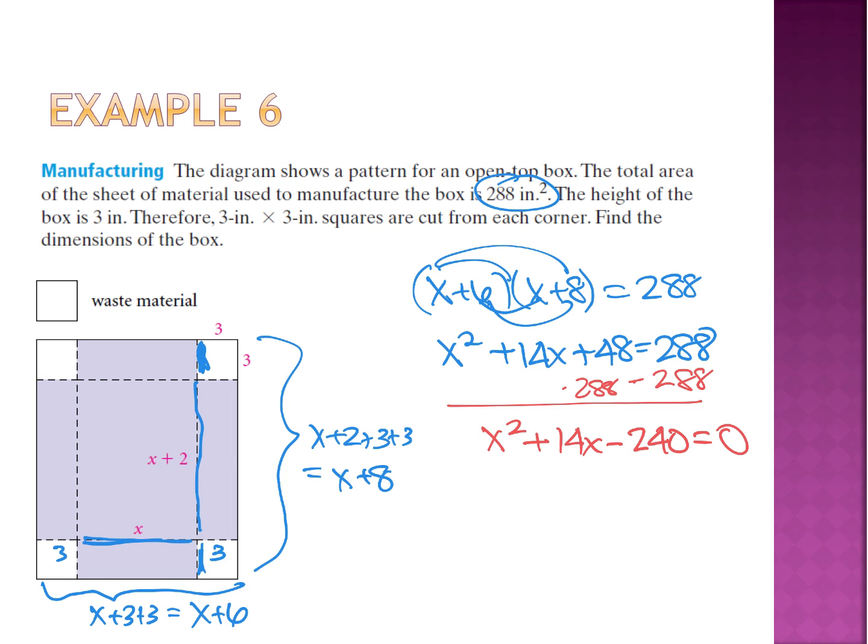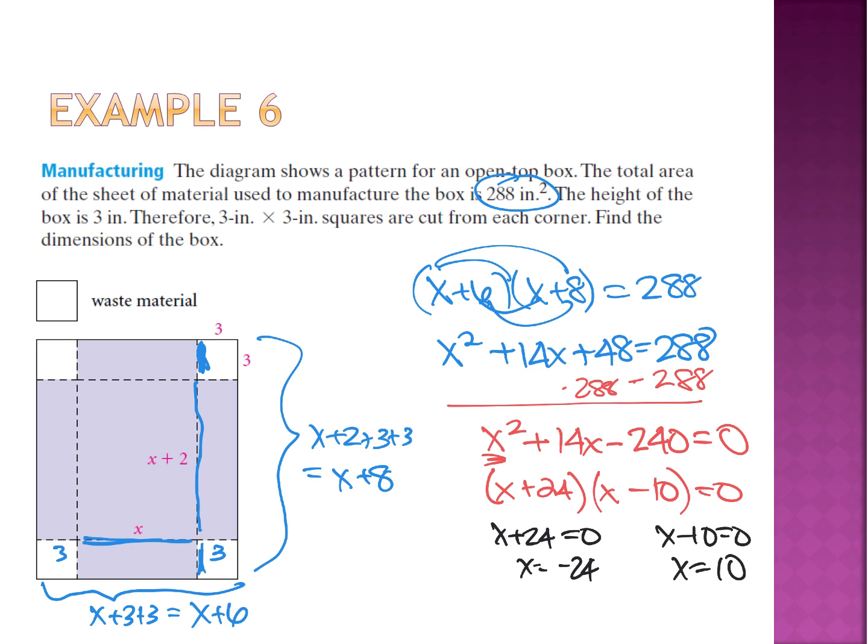So when I go and factor this, let's see, I have an x and an x, because that gives me this. 240, that's going to give me, to get 240, I'm going to have 24 and 10, so I'll have a positive 24 and a negative 10, and this is set equal to 0. So when I set these equal to 0, I have x plus 24 equals 0, or x equals negative 24, and here I have x minus 10 equals 0, or x equals 10.